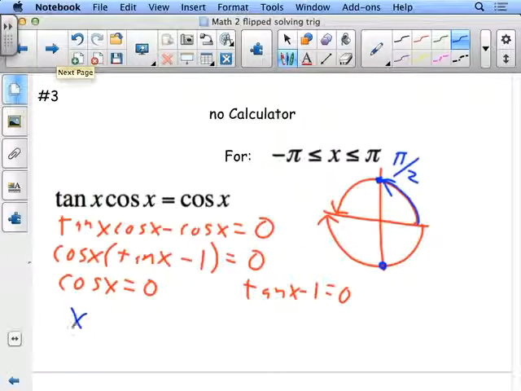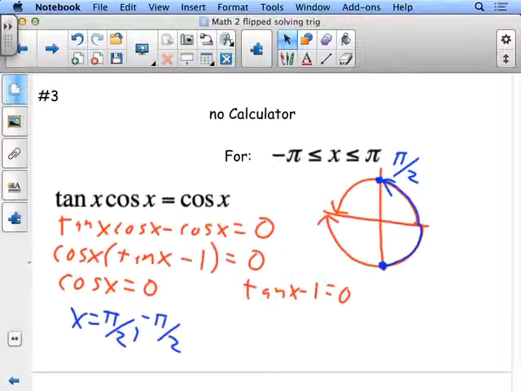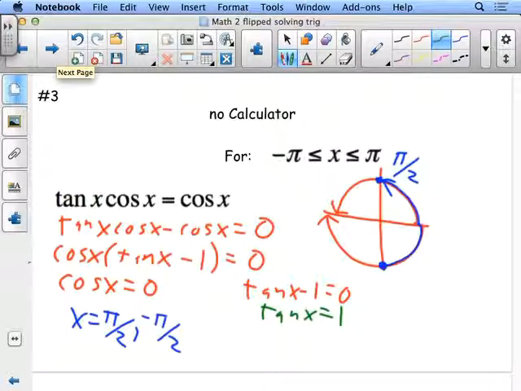So when x equals pi halves, or if I go the other direction, when x equals negative pi halves. So there's our two solutions here. When does tangent of x equal 1? Well, it's going to be positive over here, so tangent of x equals 1 there. In other words, when x equals pi fourths.